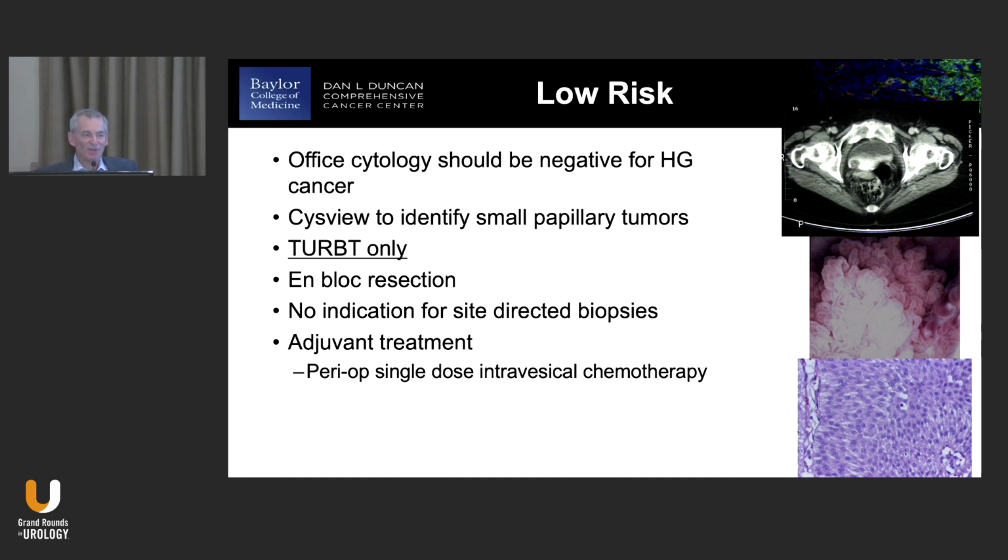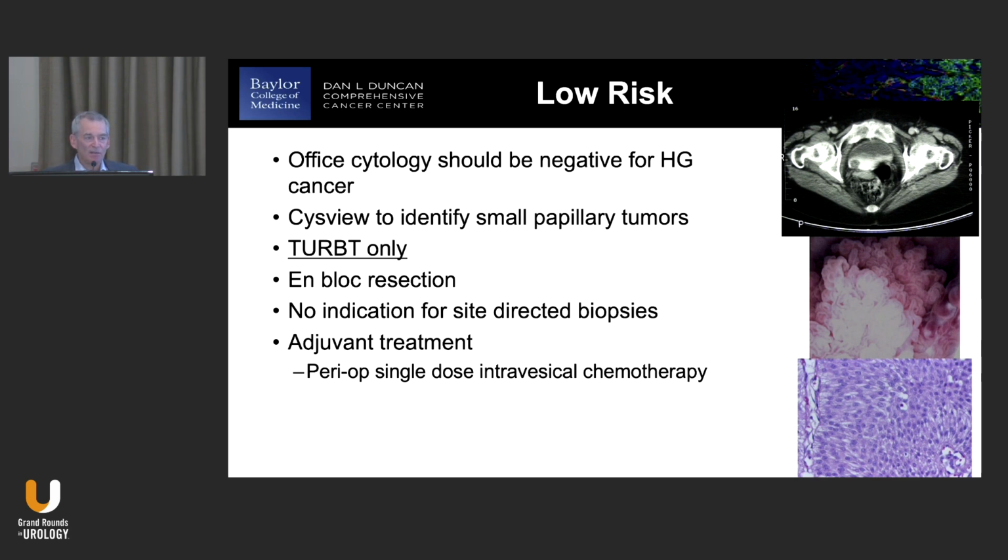I used to have a consulting relationship with them. I did the clinical trials. I haven't been involved with them for a long time, but I'm a huge fan of this. I'll show you one example as we move along in the talk. So it's very helpful to identify those other small papillary tumors.